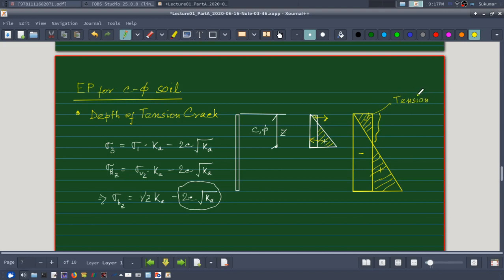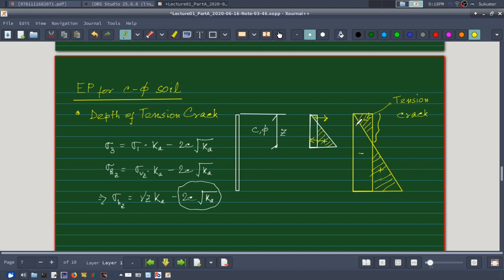Tension crack. Okay, and if tension crack develops, then later on water may percolate through those cracks, and this whole portion may become saturated, and that will give rise to additional water pressure on the retaining wall. And that's why it is important to take into account this depth of tension crack. Up to what depth there will be additional water pressure if there is rainfall also.